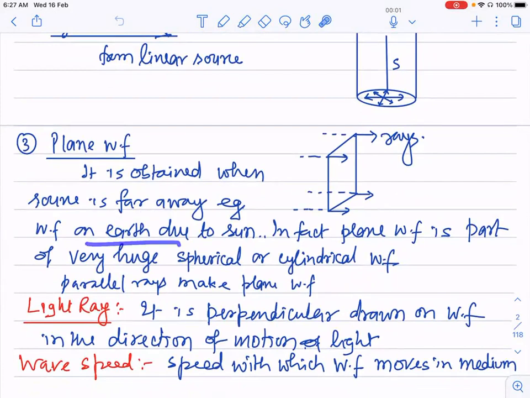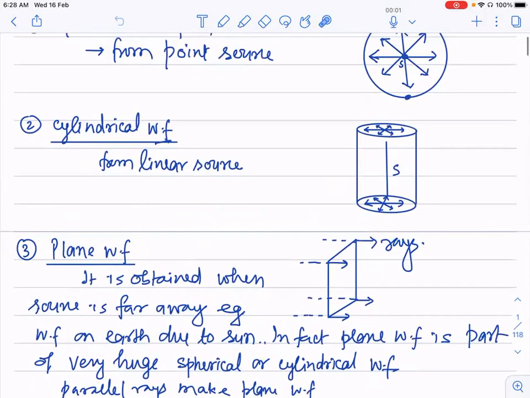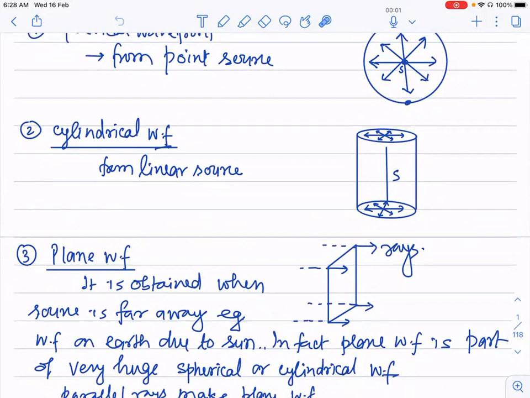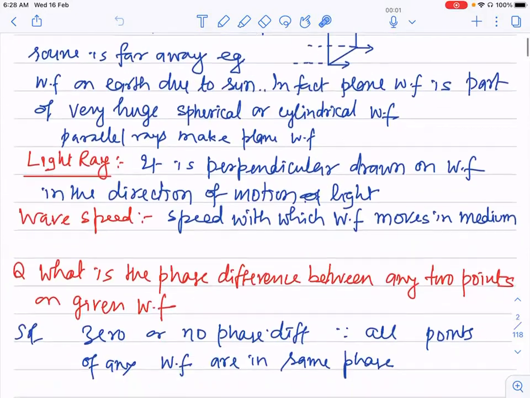For example, the wavefront on the earth due to the sun. In fact, a plane wavefront is a part of a very huge spherical or cylindrical wavefront, and in this the rays are parallel to each other. Parallel rays will make the plane wavefront. And how do we define light rays? A ray is the perpendicular drawn on the wavefront in the direction of motion of light. Here we draw the perpendicular. That is nothing but a light ray.